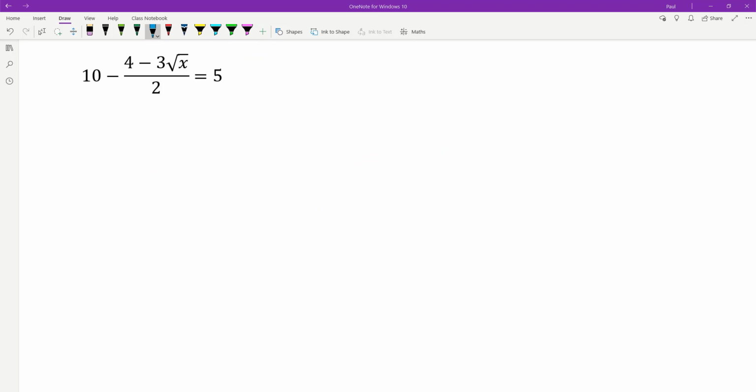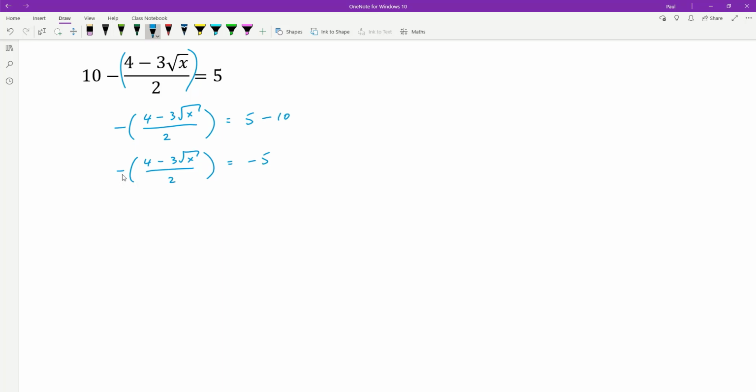Now for the last question here, there are multiple steps. We've got a square root, which is technically a power to a half. We've got a minus here, we've got a minus here, divide by 2, and a positive 10. So what we're going to do is this. We'll leave that as a group. So we're going to move the positive 10 to the other side. So we have minus 4 minus 3 times the square root of x divided by 2 is going to equal 5 minus 10.